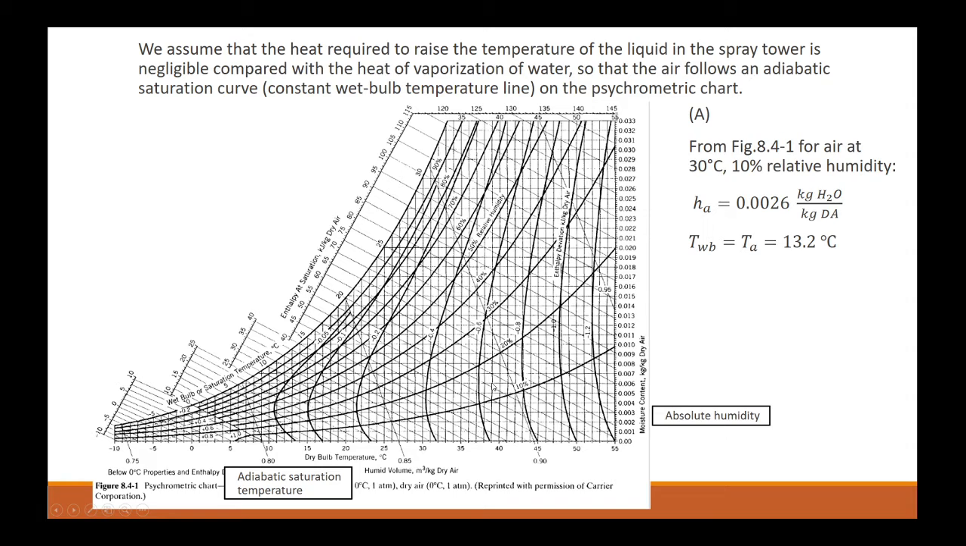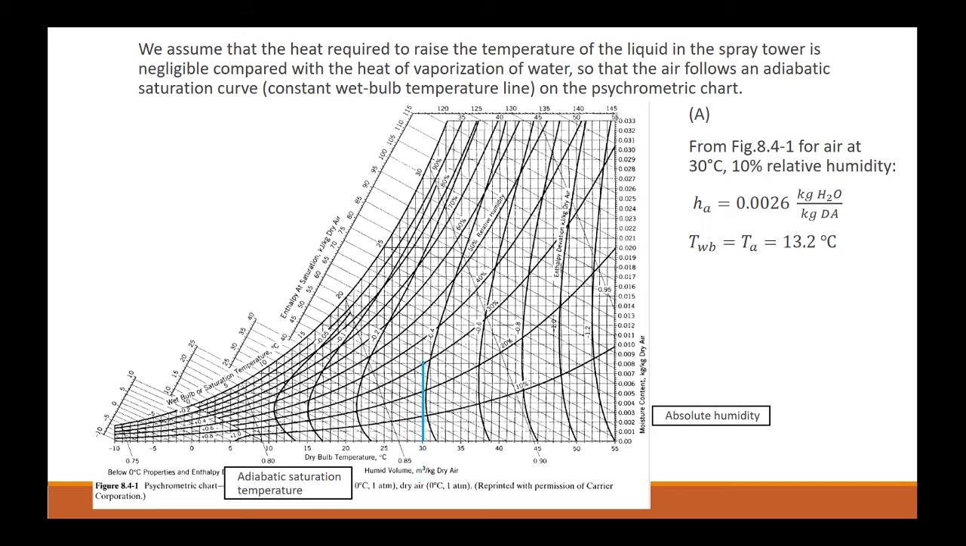So for A, now in this case here we assume that the heat required to raise the temperature of the liquid in the spray tower is negligible compared with the heat of vaporization of the water, so that the air follows an adiabatic saturation curve over here, which is the constant wet bulb temperature line on the psychrometric chart.